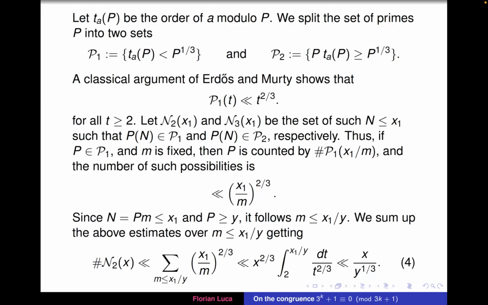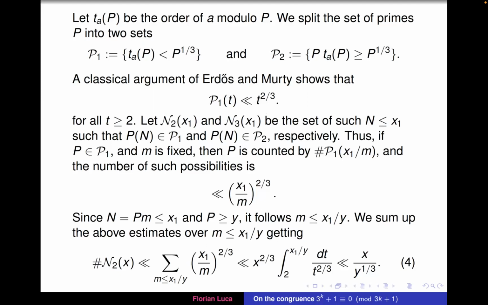So what they show, suppose that you count primes with the property that the order of 2 modulo those primes is small. And by small, I mean it's somewhere below the square root of the prime. So let's fix ourselves at p to the 1/3. Then an argument of Erdős and Murty shows that the number of such primes is very small. It's at most p to the 2/3.